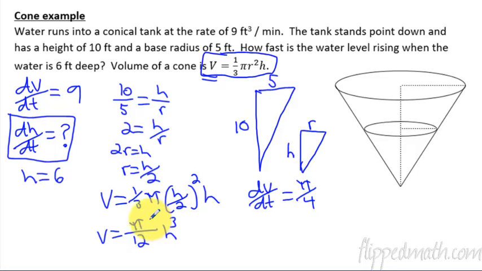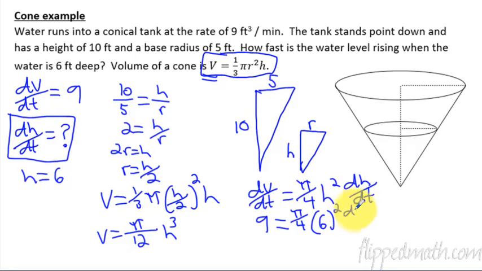So you can do this the long way. I'm just trying to do this fast, but 3 comes down. 3 pi over 12 reduces that fraction, and then we get h squared dh/dt. And then we're going to plug in all of the information that we have. So dV/dt, the volume is increasing by 9 cubic feet per minute, equals, we have pi over 4 at the exact moment when the height is 6 feet, squared.